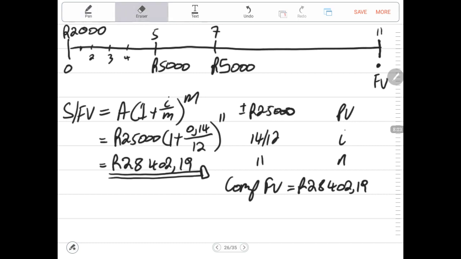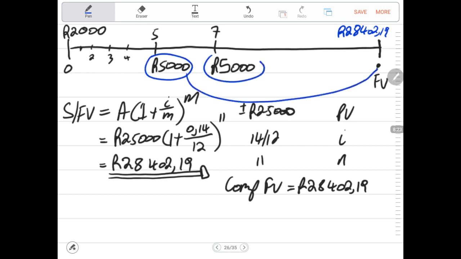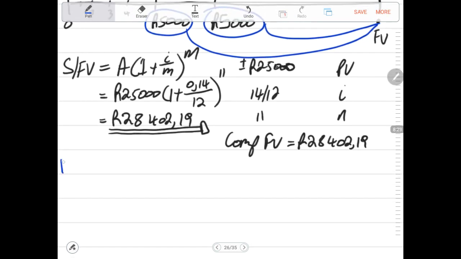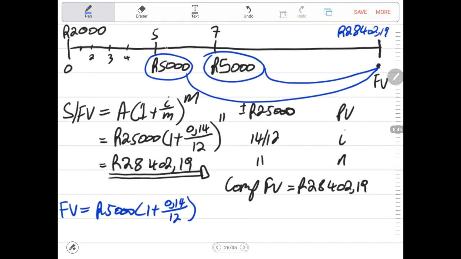Now we do have the future value of the loan at the end of month 11, and it is 28,402 rand 19 cents. Then now we need the future value of the repayments at the same date. Now we start with the first repayment. We're calculating future value equals 5,000 open brackets 1 plus 0.14 divided by 12 to the power of, now we need to say this is month number 5, it will be 6, 7, 8, 9, 10, 11.